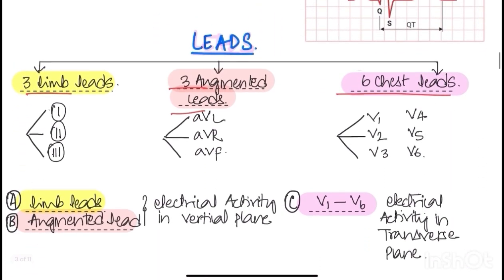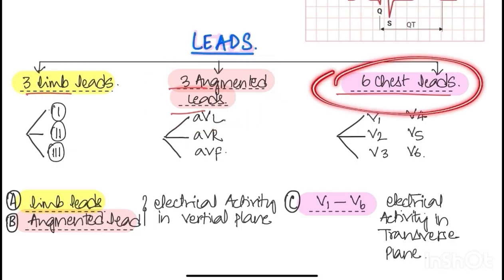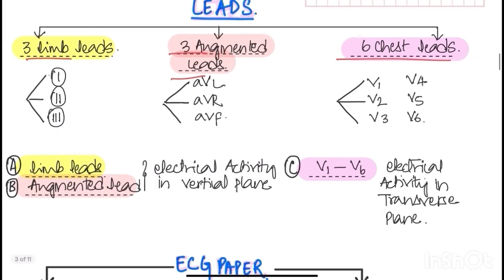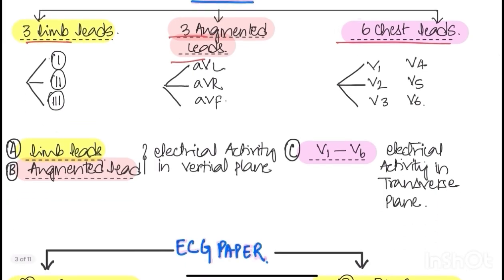So basically we have 12 leads. So we have 3 limb leads, 3 augmented leads, 6 chest leads. The limb leads and the augmented leads record the electrical activity in the vertical plane, whereas V1 to V6 record the electrical activity in the transverse or horizontal plane.